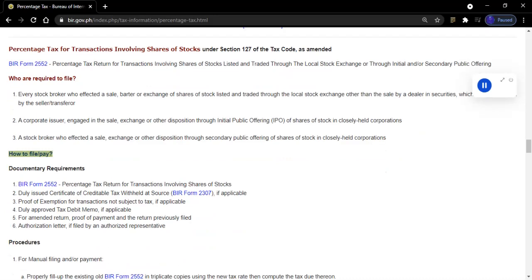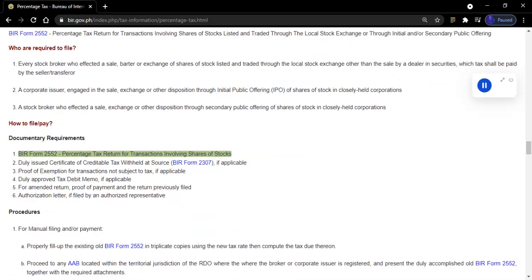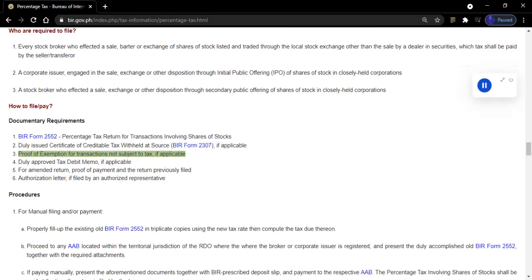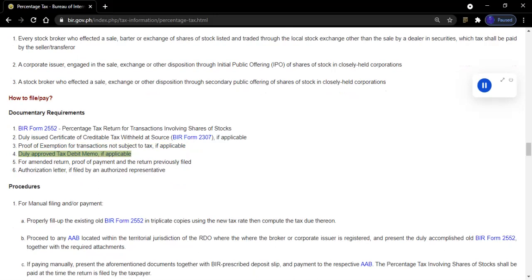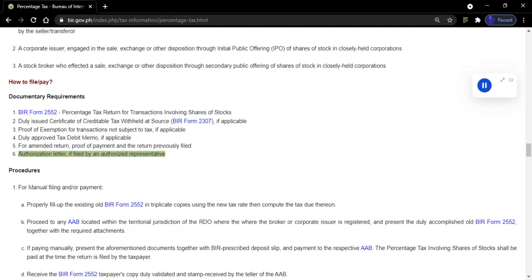How to file, pay. Documentary requirements. BIR Form 2552, percentage tax return for transactions involving shares of stocks. Duly issued certificate of creditable tax withheld at source, BIR Form 2307, if applicable. Proof of exemption for transactions not subject to tax, if applicable. Duly approved tax debit memo, if applicable. For amended return, proof of payment and the return previously filed. Authorization letter, if filed by an authorized representative.